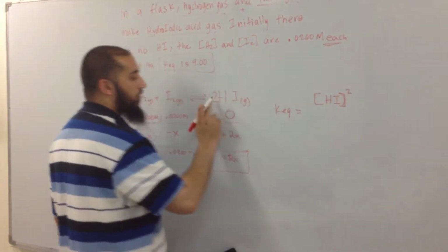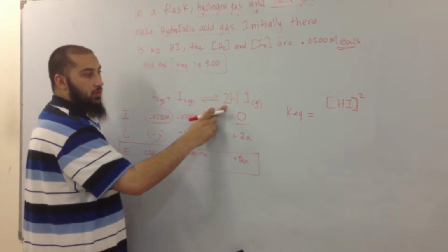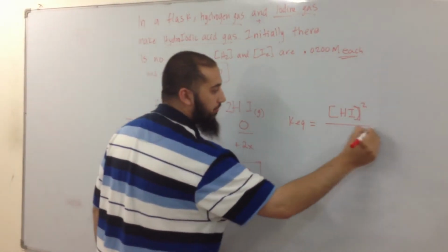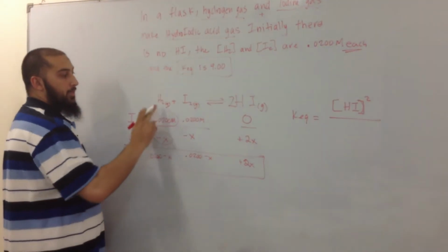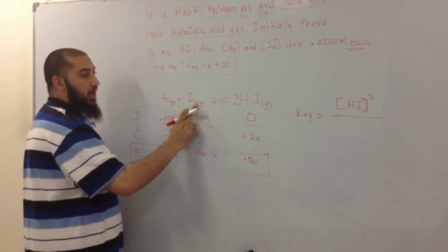Where did I get the square from? Because the coefficient is 2. Right? And what am I going to put on the bottom? Hydrogen gas times iodine gas.